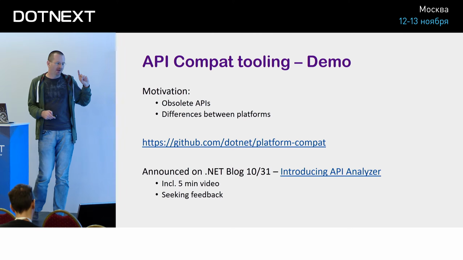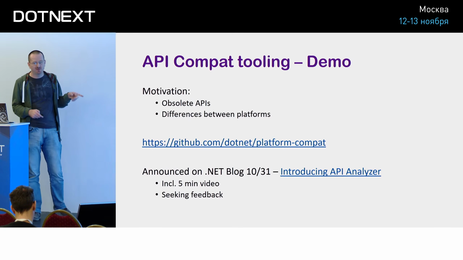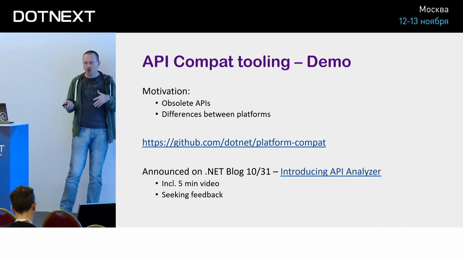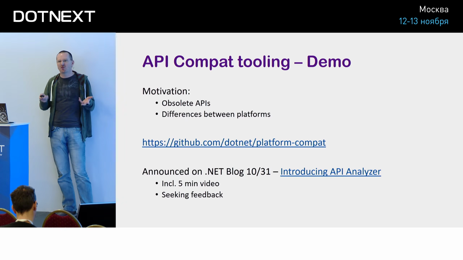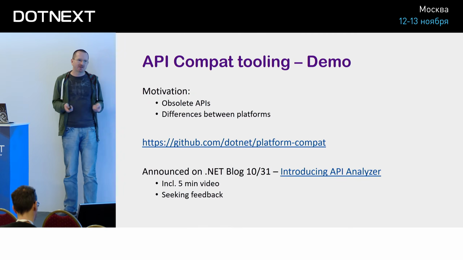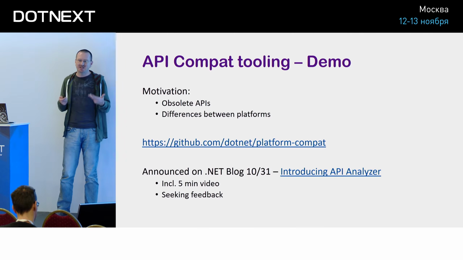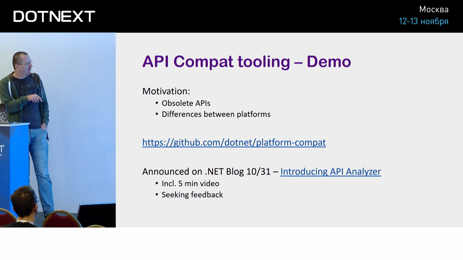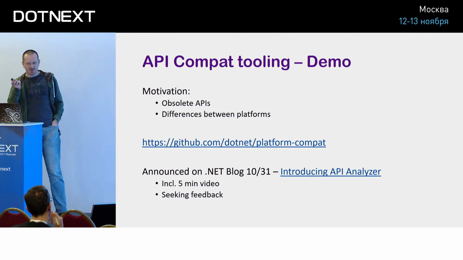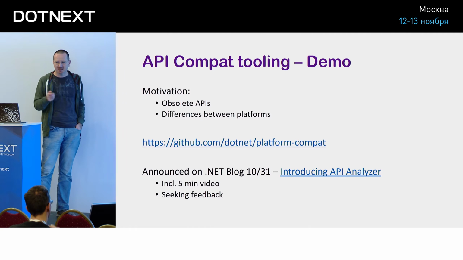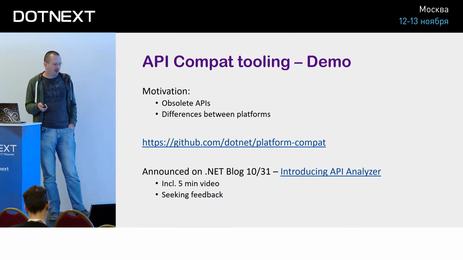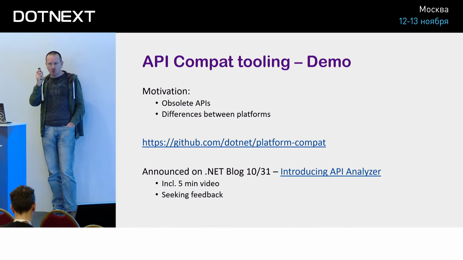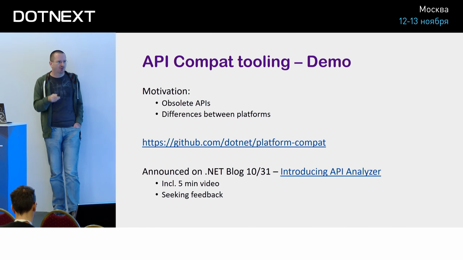So that's one thing, and it will also tell you about differences between platforms, because guess what? Some things between Linux and Windows, or even distros or Mac, just don't work exactly the same. Luckily, it's like 0.001%, but it's still a number. If you look at the .NET blog, you can find a 5-minute video which does a demo like this, even better. So check it out, and we're actively seeking feedback on that. So please go there, use it, tell us what you think.